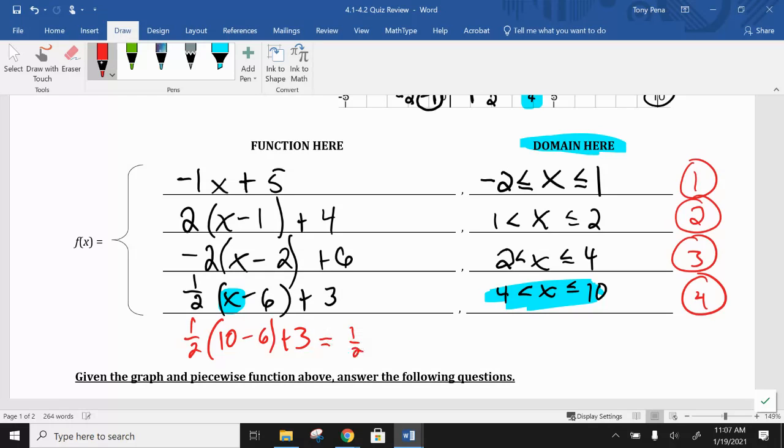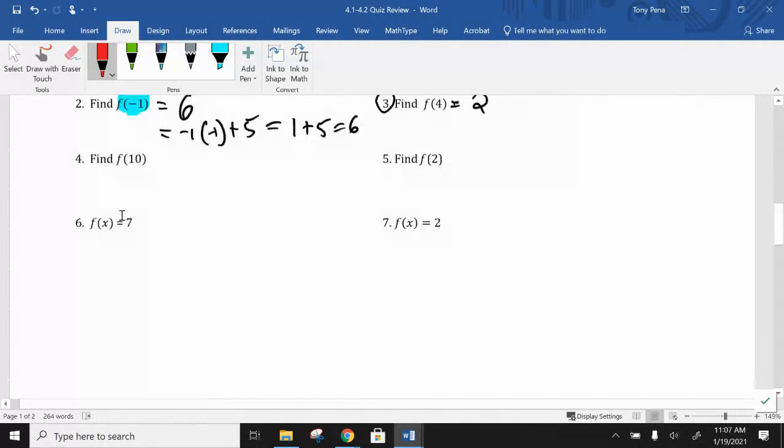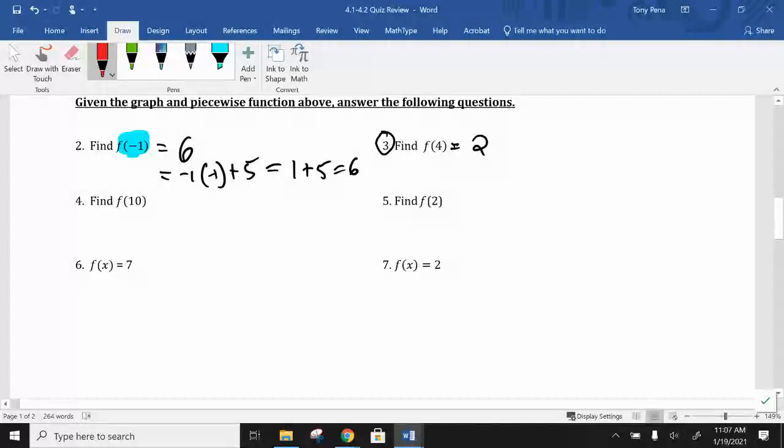So this would just become half of 4. So half of 4 is 2. 2 plus 3 should be 5. So we hopefully got f of 10 to be a 5. All right.